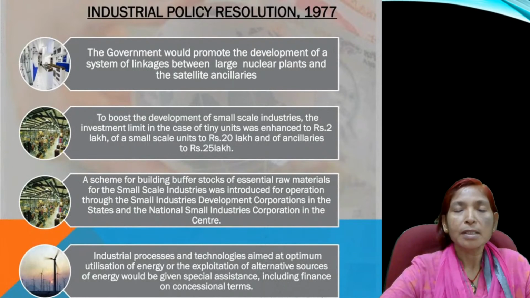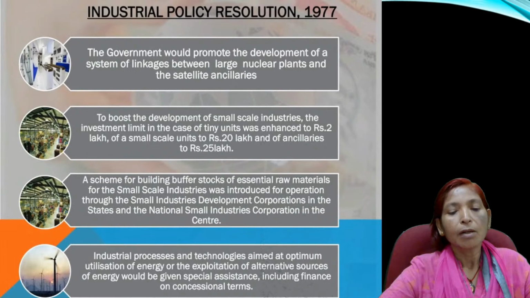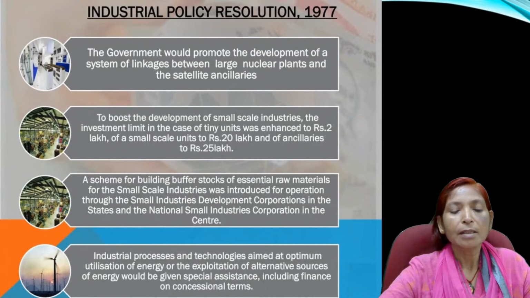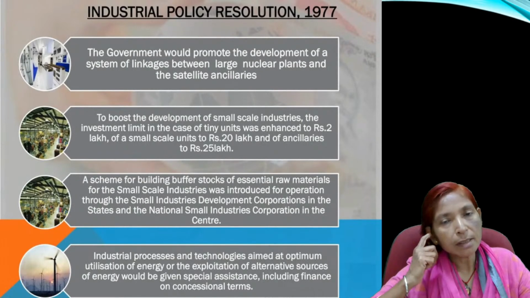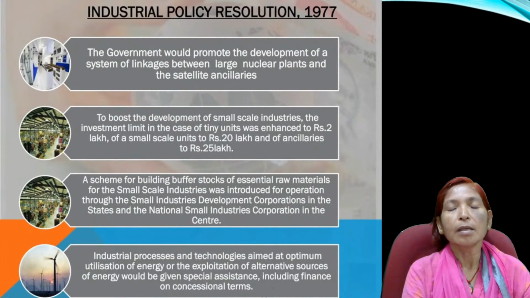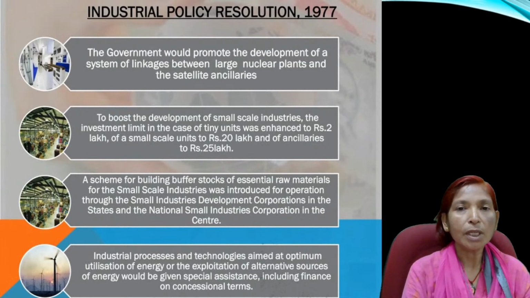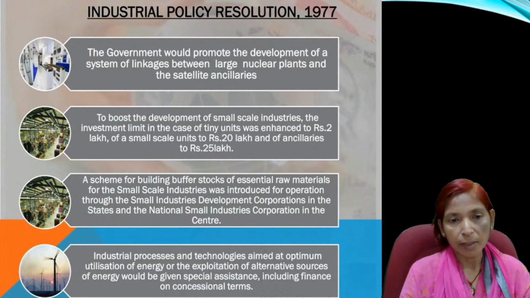And industrial processes and technologies aimed at optimum utilization of energy or the exploitation of alternative sources of energy would be given special assistance, including finance on concessional terms. So all these targets were set by the government in the Industrial Policy Resolution of 1977.